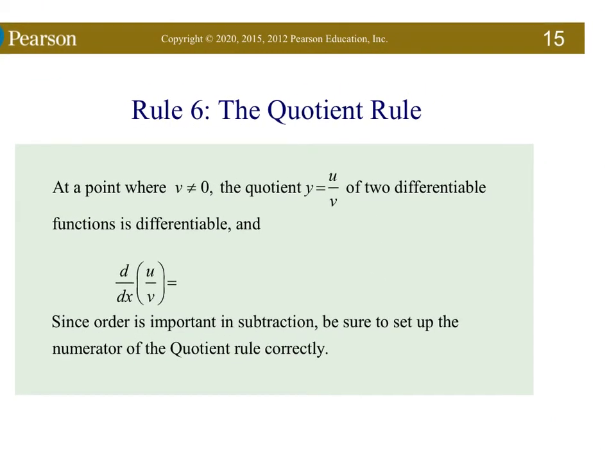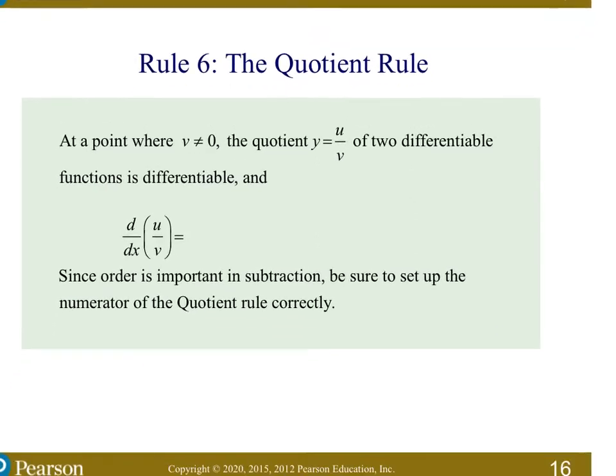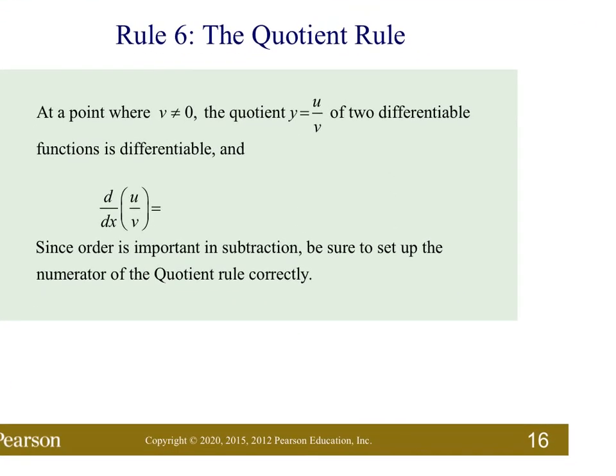That leads us to rule 6. So what do you do if you have a quotient? You've got one kind of function on the top and one kind of function on the bottom. In other words, you're looking like you've got an f of x on the top and a different g of x on the bottom. And if you want to take the derivative of that, how does that rule go?